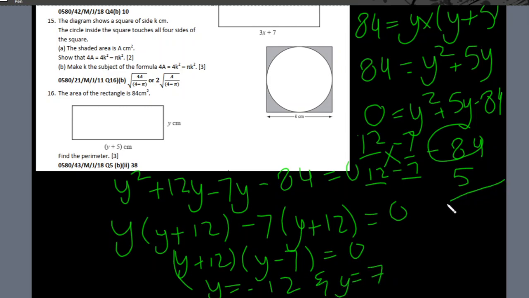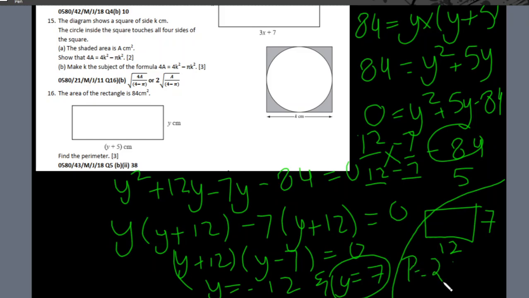Now we have to find the perimeter, so we'll only choose the positive value of y because length cannot be negative. So what we'll do is substitute the values here. This becomes 7, and this becomes 7 plus 5, which is 12. We need to find perimeter, so perimeter is 2 times length plus width. So 12 plus 7 times 2 is 38, which is the answer for this part.